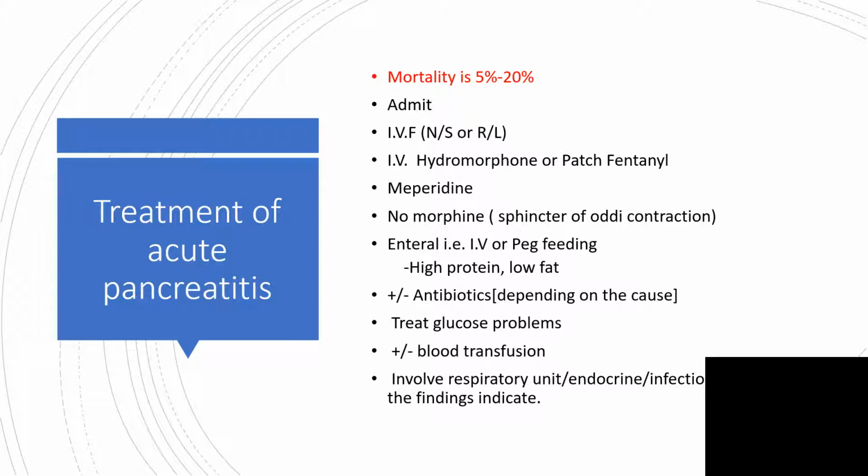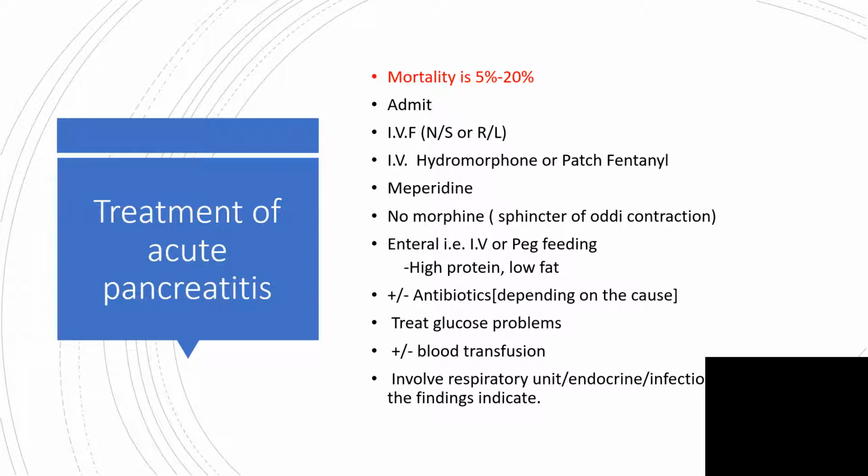You may choose to give antibiotics depending on the cost, depending on your outcome. And you treat glucose problems. I call it glucose problems because it may be high, may be low, may be up and down. So you regulate the value, titrate it with your medication, insulin this time. There may be need for blood transfusion or not, depending on the value of complete blood counts, and of course, physical presentation of the affected individual.